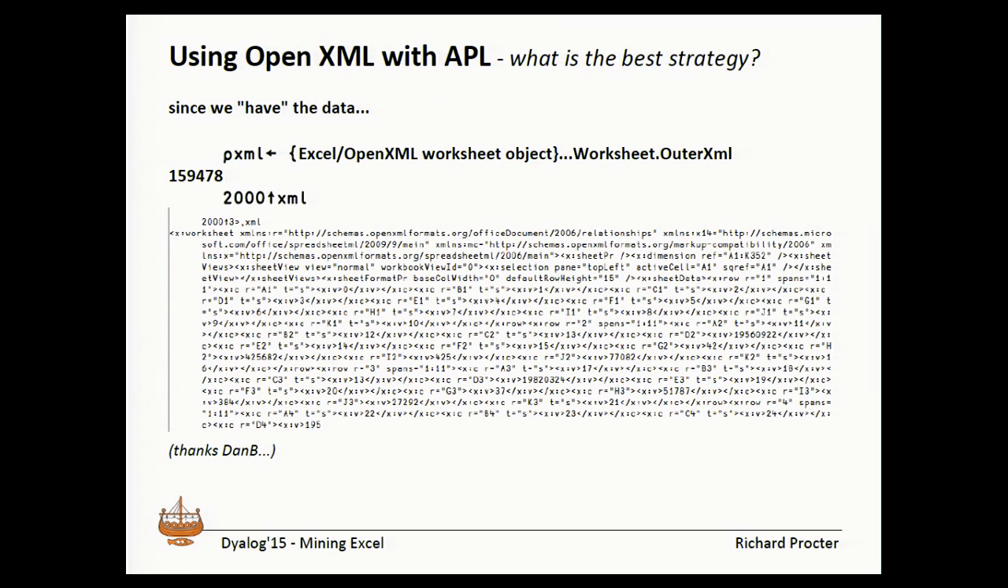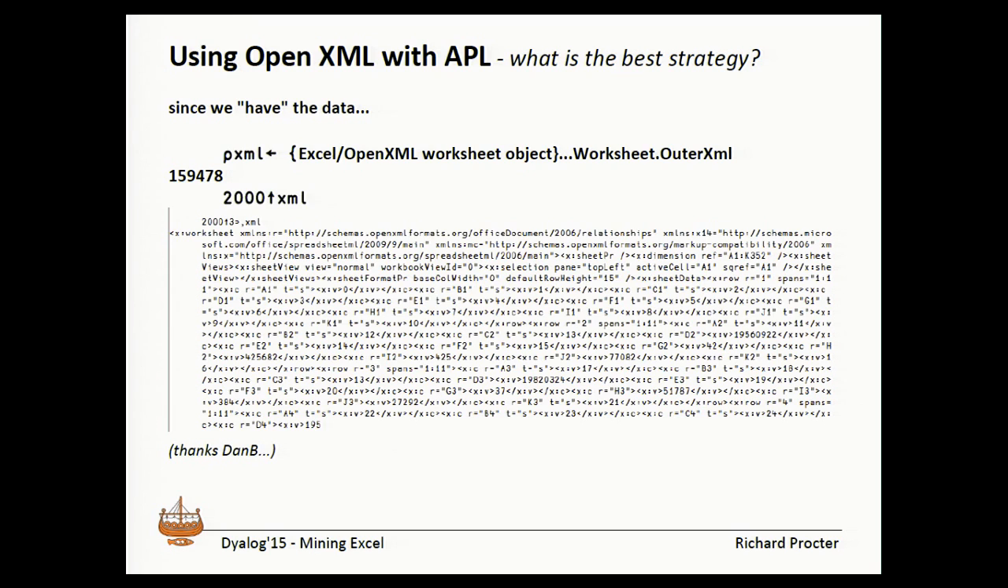When it gets right down to it, here's kind of what it looks like. You can run a method called whatever your object is called .worksheet.outerXML. It gives you back the entire string of XML. And of course, we know how to deal with strings in APL. We can break them down, we can search them, we can do regular expressions on them, etc. So this is what Dan enlightened me to, the fact that we can grab all of that XML for a particular worksheet. We've got the data.